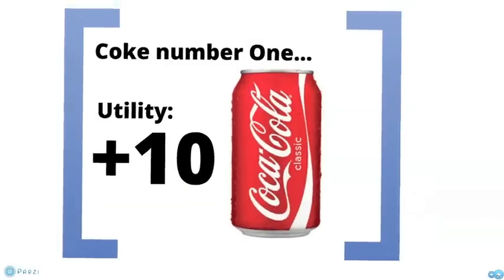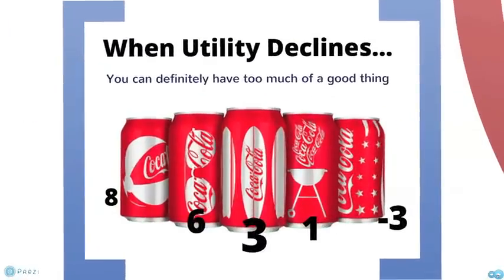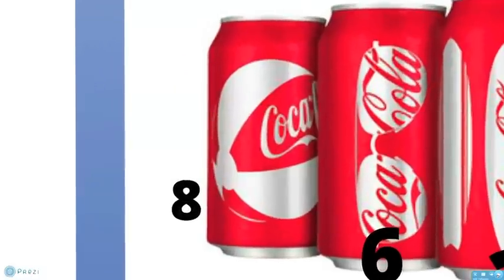Now here is where the diminishing part comes into play. As I consume additional cans of Coke, my satisfaction/utility rating changes. I get less use out of each successive can. Here's how my ratings would typically go. On the second can of soda, I'm still getting enjoyment out of it, but it's definitely not as satisfying as the first can. I give it an 8.